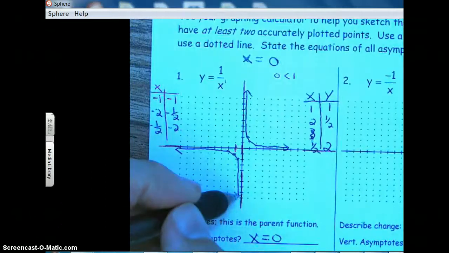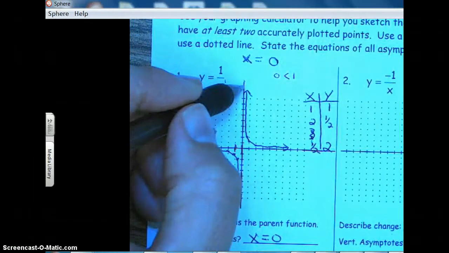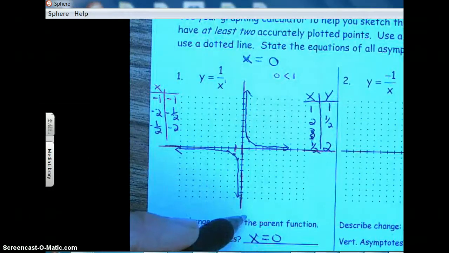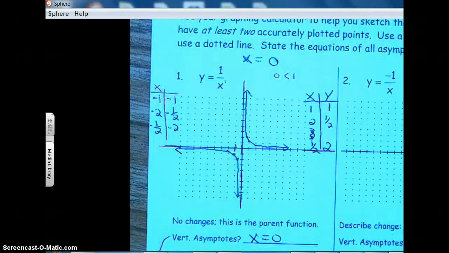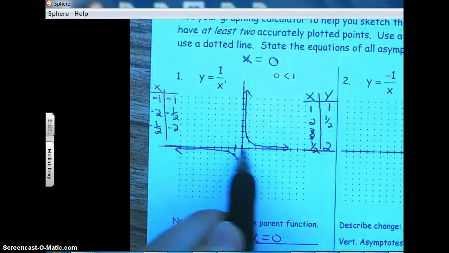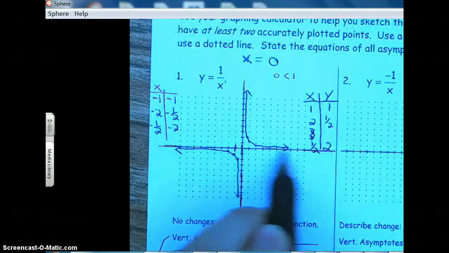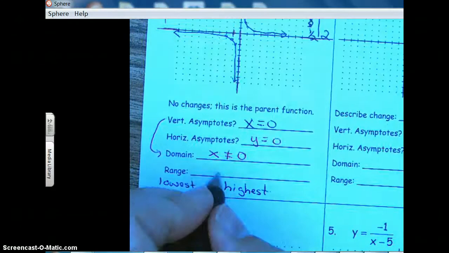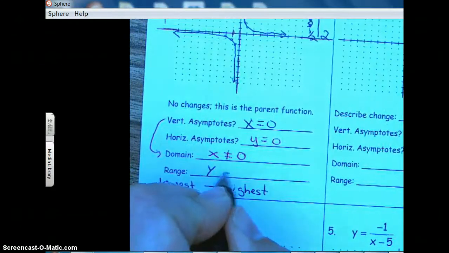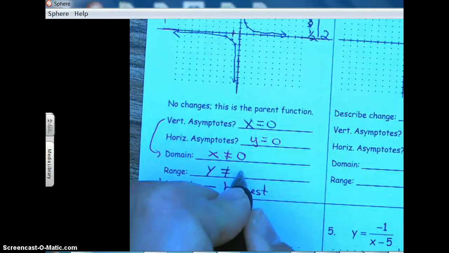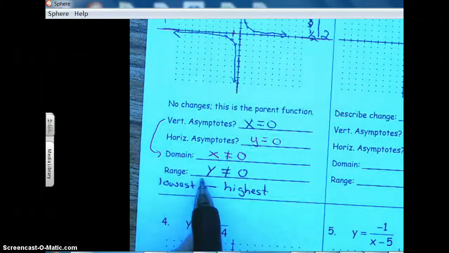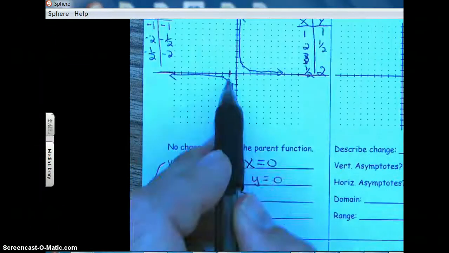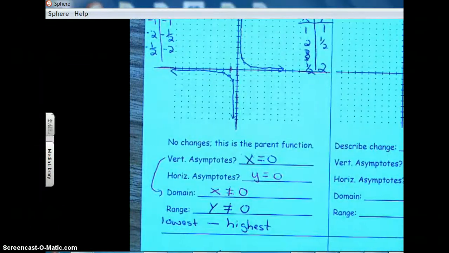Notice that our range goes infinitely down and infinitely up. So it's going to be all real numbers except what? 0. Because there's a horizontal asymptote here and the graph does not cross it. So we could say y cannot be 0. So all real numbers except y cannot be 0. Why? Because there is a horizontal asymptote there. Okay?